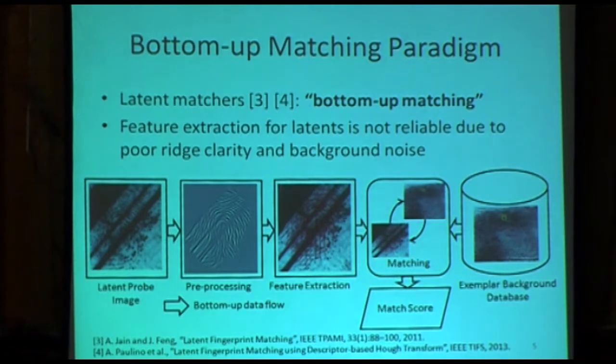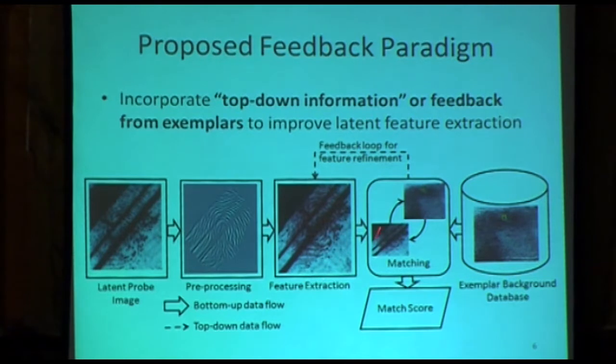Now, the problem with such approaches is that the feature extraction for latents is not reliable. In the bottom-up paradigm, every module has to work sufficiently well for the whole pipeline to work. So if the feature extraction module doesn't work well because of the poor ridge clarity and the background noise present in the latent, the pipeline is not efficient. So what do we propose to improve the pipeline? We propose to incorporate top-down information, or feedback, from exemplars. What do I mean by that? While matching the latent to the exemplar, we can refine the features of the latent using feedback from the exemplar. This is done on the fly.